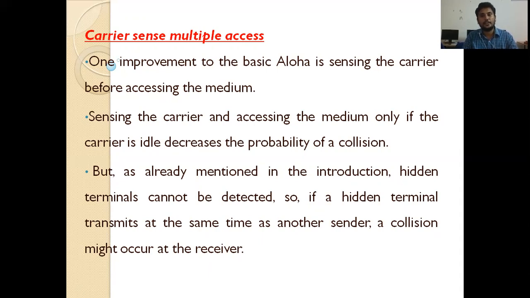Here the hidden terminal transmits at the same time. So it doesn't know if the path is empty or busy. At the time of sensing, the path is empty, so it transmits the data. But whenever the data reaches, a collision will automatically occur, because it transmits at the same time as another sender. A collision might occur at the receiver.